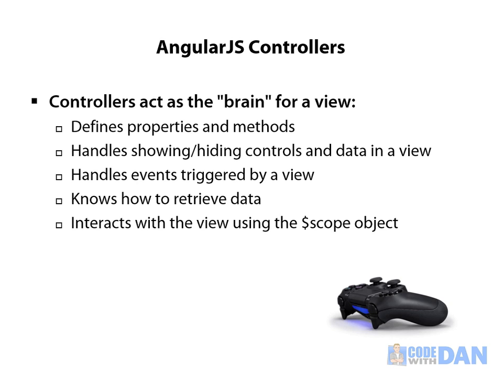You can think of them as the brain for your view. They define properties and methods, so the properties typically will go on something called the scope, and then methods might handle click type of operations or mouse enter, mouse leave type of operations. They can also work with data retrieval. You can either put that data retrieval in the controller, or you can rely on some other components of Angular that we'll cover later, such as factories or services. And one of the key pieces we'll talk about, really the view model, if you will, based on the architecture we talked about earlier, is the scope.